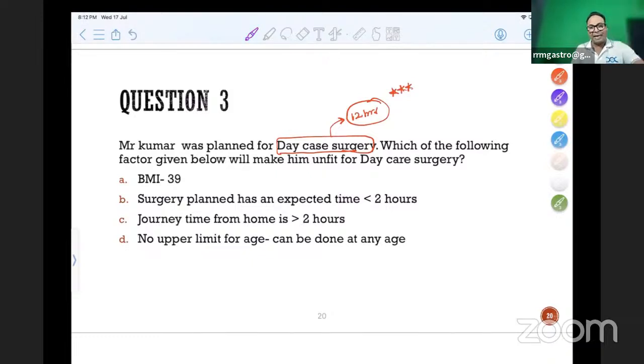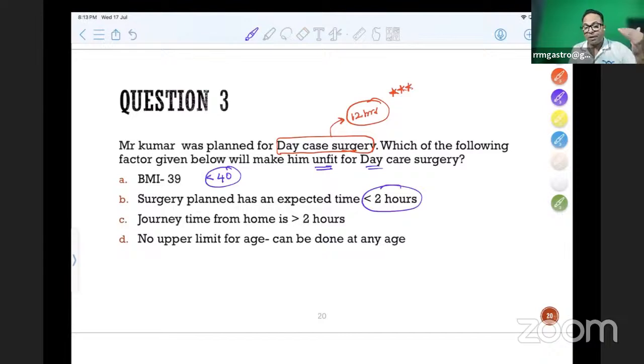A patient admitted at 8 a.m. and discharged at 8 p.m. is called day case surgery. Which of the following factors will make him unfit for the same? Unfit for daycare surgery. Number one, BMI less than 40, we can do daycare surgery. Surgery timing less than 2 hours, we can do daycare surgery.